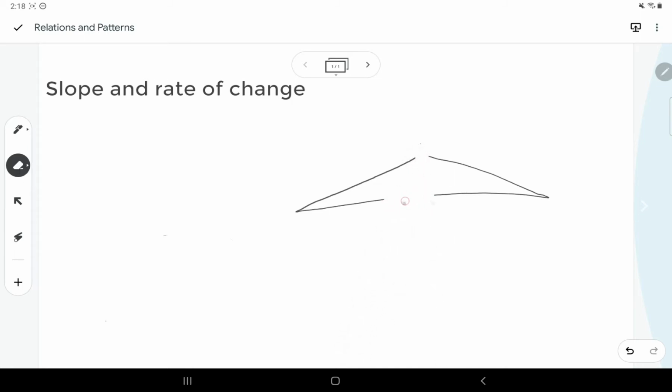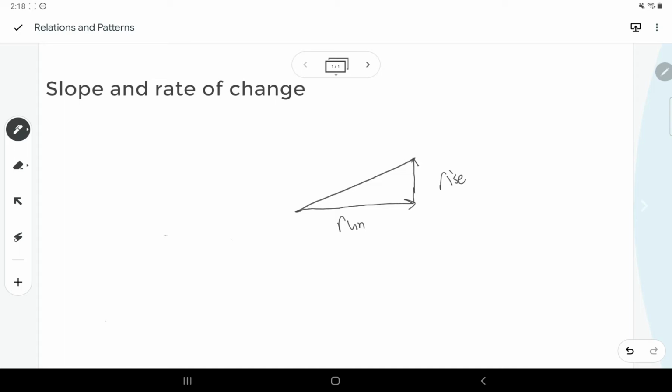But the important part is that it goes up and it goes across, right? So it goes up some distance, and it's also going across some distance. Okay? When we're talking about slope, we call these the rise and the run. Think about it like it rises up and it runs across, like you would run across a room.